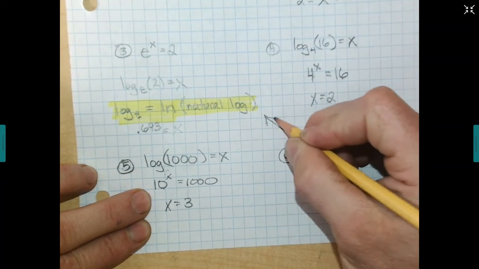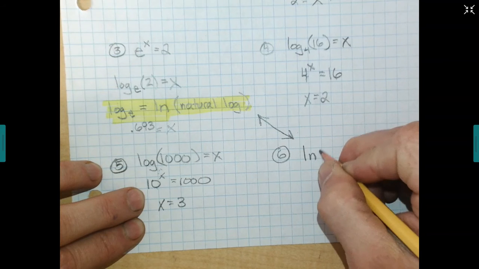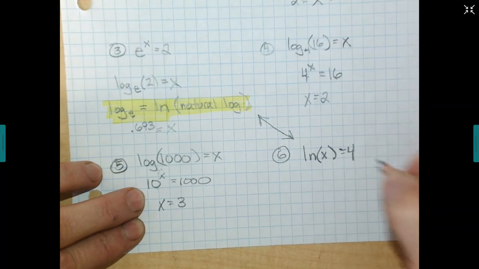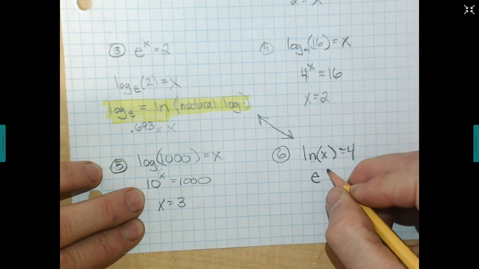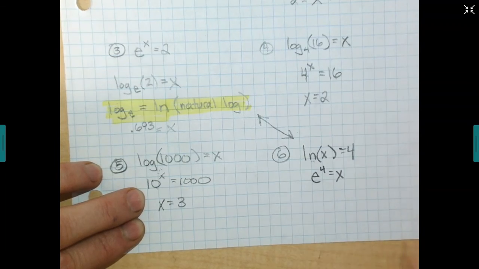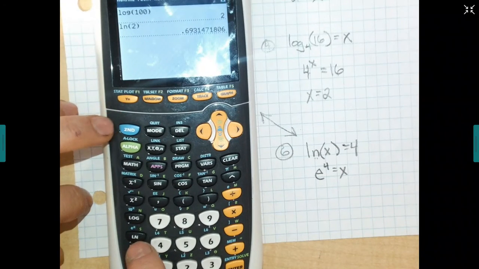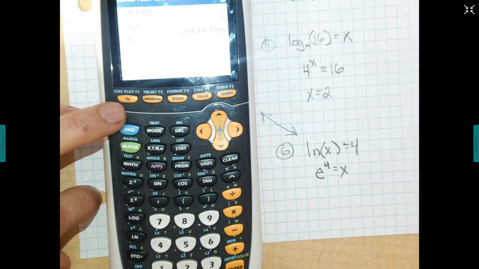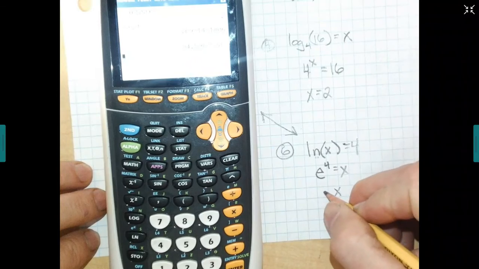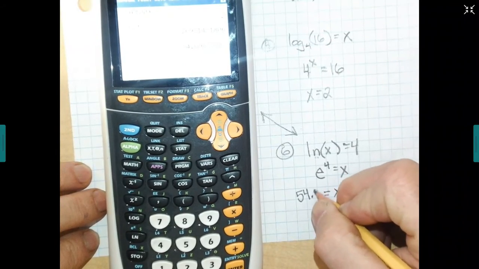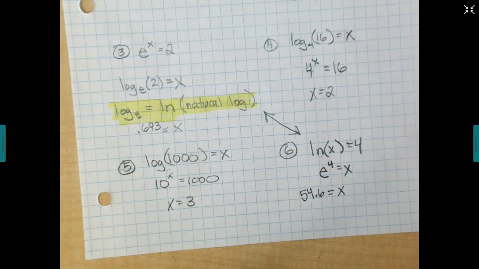Let's do another one of these natural logs. The natural log of x equals 4. I know the base of the natural log is e. So e to the fourth equals x. So e to the fourth, and I get 54.6. X equals 54.6. All right, you still with me?